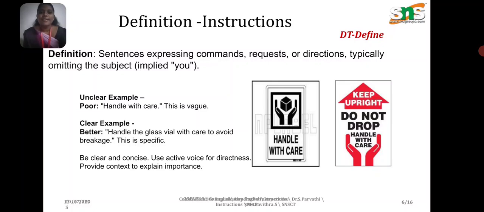Here is an example. A poor one: "Handle with care." This is so vague. Here is a clear example too: "Handle the glass with care to avoid breakage." This is specific. This is the difference between a simple sentence and an imperative instruction. We have to be clear and concise. Use active voice in directions; when we are about to give any instruction, we have to use active voice. That is so important.